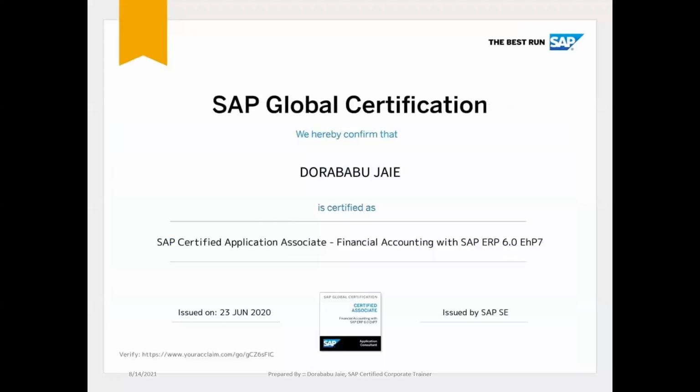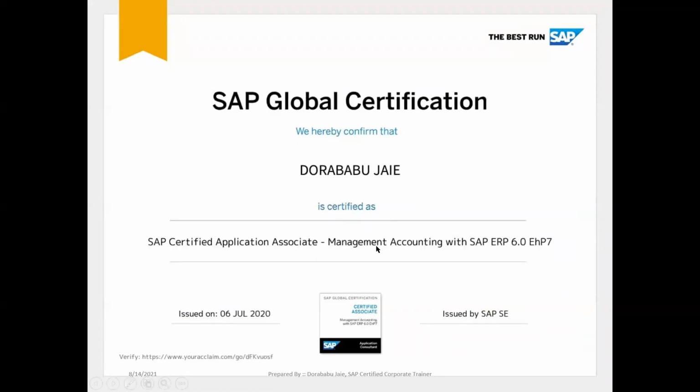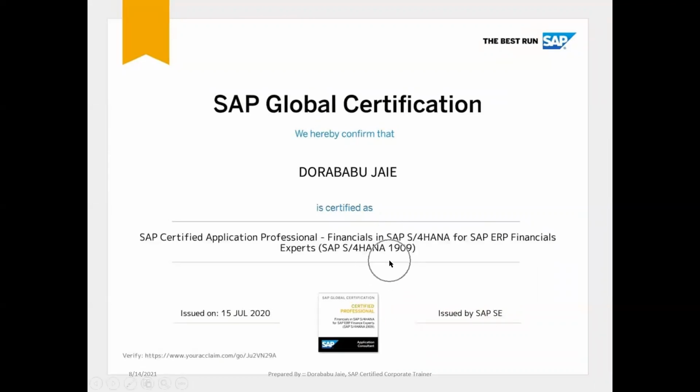Next level. Myself is Sapbw Jai, and I was certified in SAP FI, financial accounting on the latest version, ERP 6.0 EHP 7. I was SAP Global certified in SAP CO, management accounting with SAP ERP 6.0 EHP 7. And I was certified in SAP S4 HANA, professional level, 1909 version. See here, SAP ERP financial experts. So these are my certifications.